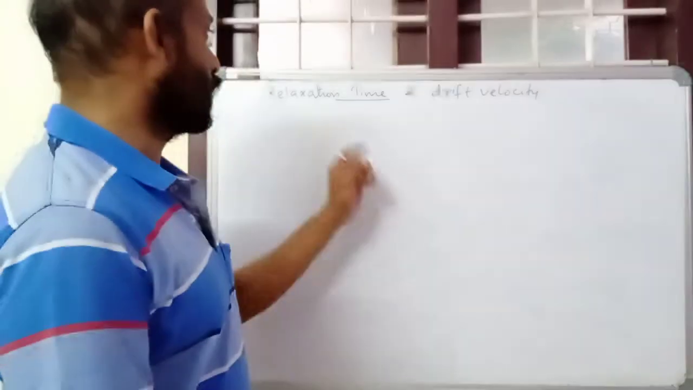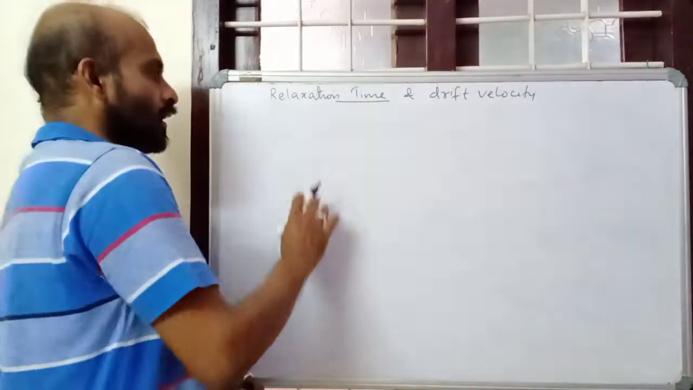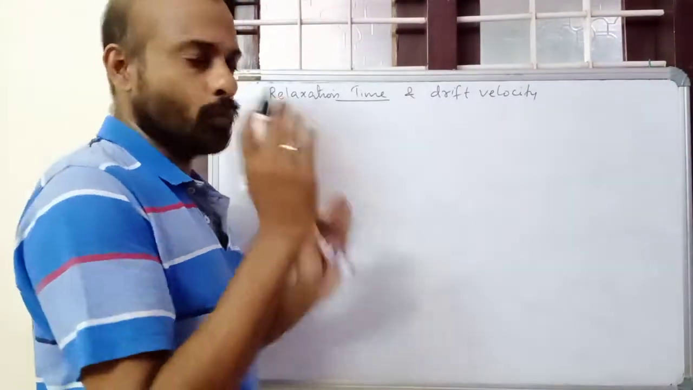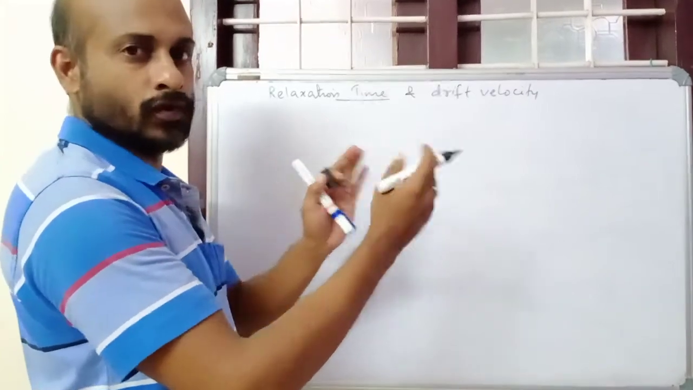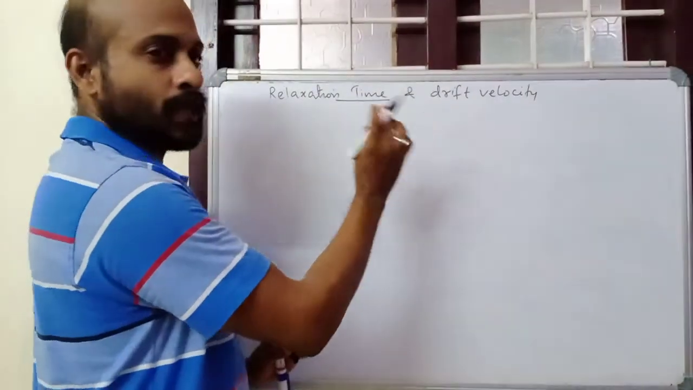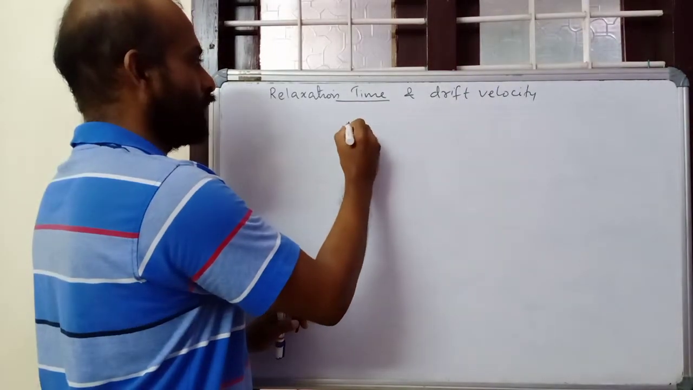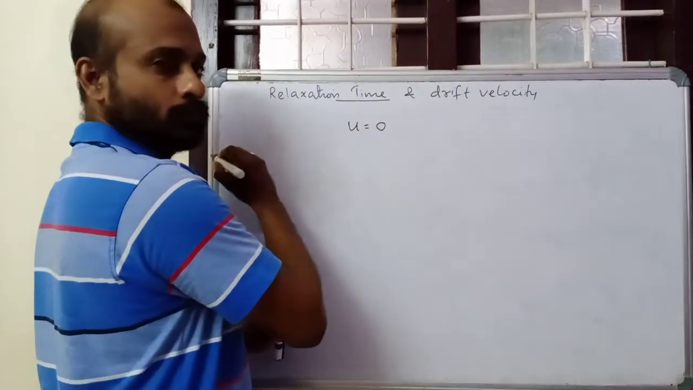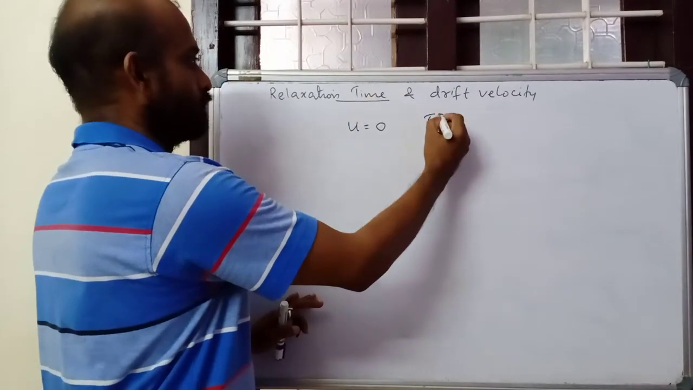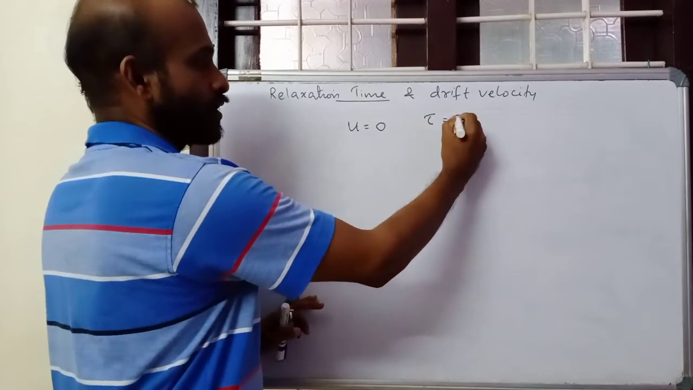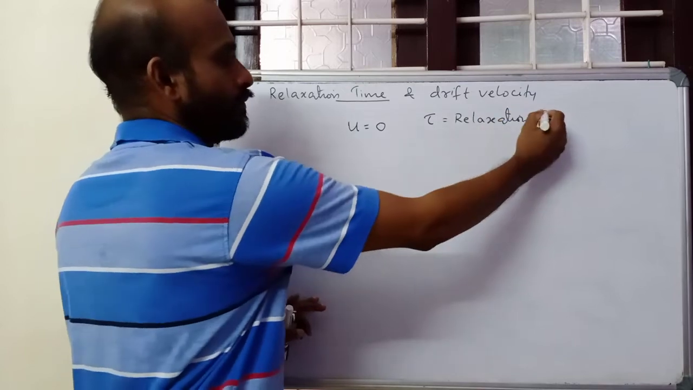Now we need to get an equation for relaxation time in terms of drift velocity. We know that initially the net average velocity was 0. When we apply a battery to a conductor, there will be an average velocity called drift velocity. Initially the average velocity of the electrons was 0. After a particular average time tau, called the relaxation time, it reaches the drift velocity. Tau is just an average time, the relaxation time.